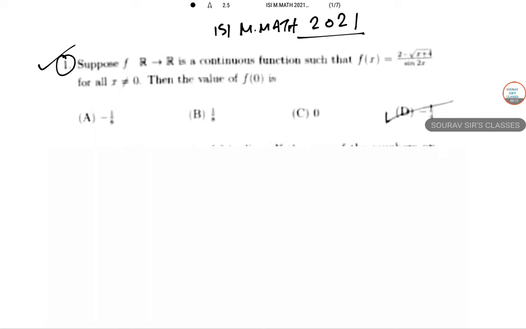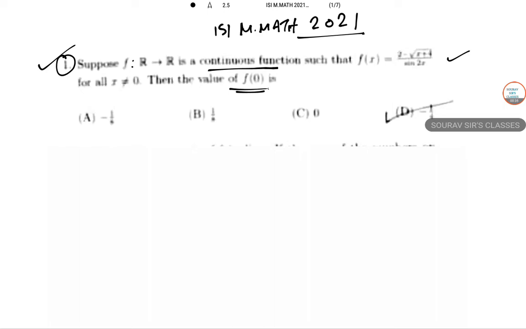So they've given that f is a continuous function and f(x) = (2 - √(x+4)) / sin 2x, given for all x not equal to 0. Then the value of f(0) is what? So they want us to tell the value of f(0).